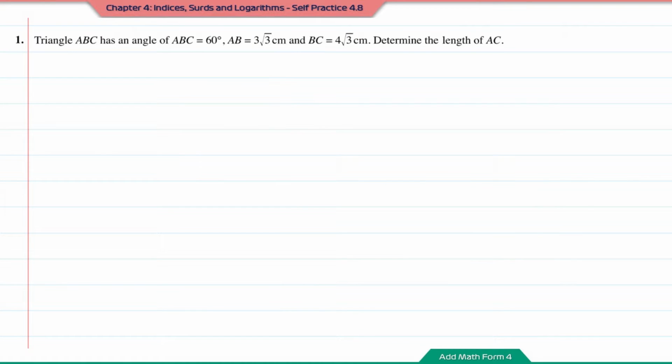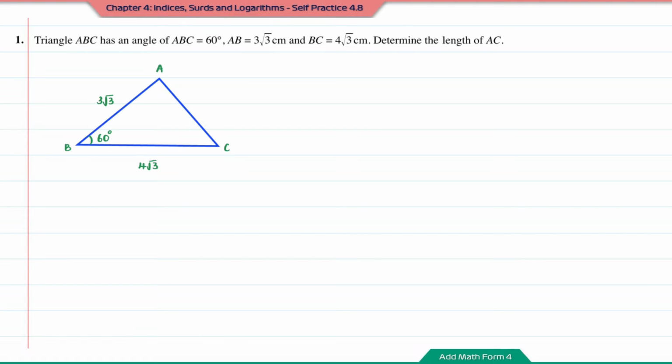Self-practice 4.8. Question number 1. Triangle ABC has angle ABC equal to 60 degrees, AB equal to 3√3 cm, and BC equal to 4√3 cm. Determine the length of AC.